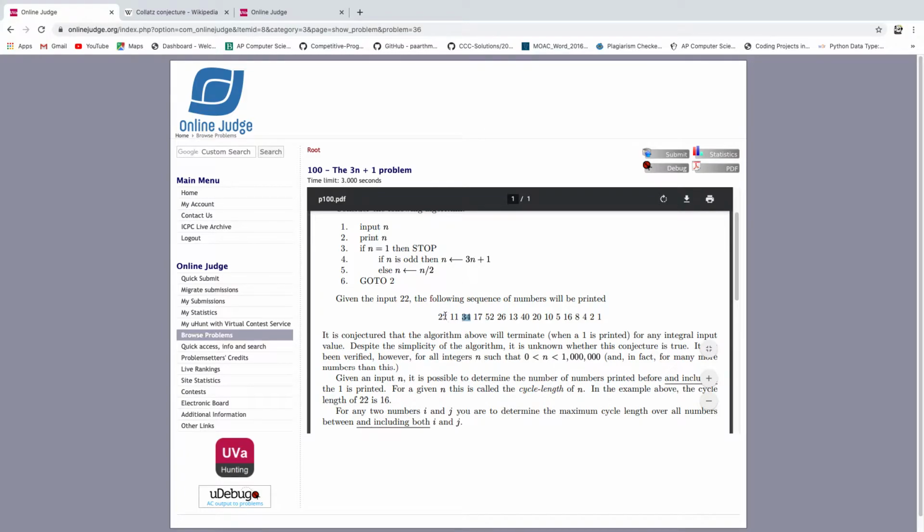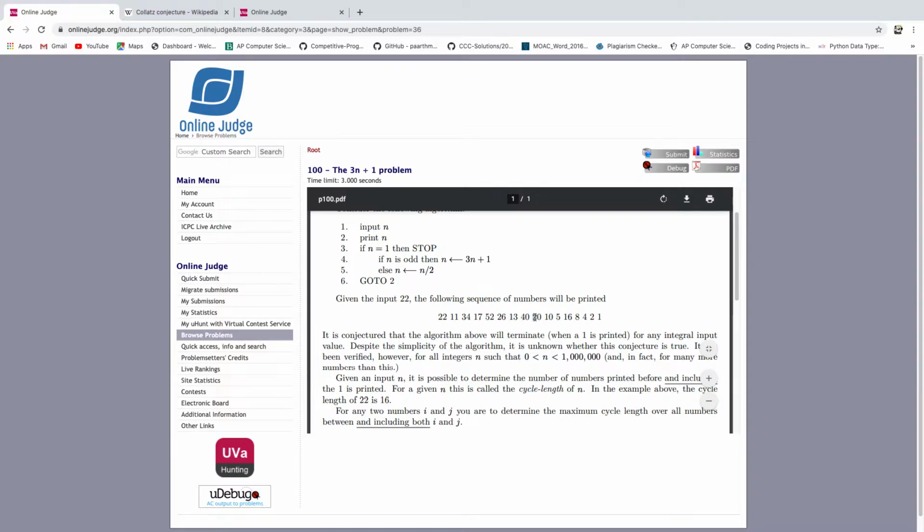So let's just go to the steps directly. 34 is even, so divide by 2, 17, which is odd. Then multiply by 3 and add 1 goes to 52, which is even. Then you divide by 2, make it 26, which is even. Divide by 2 again, makes 13, which is odd. Then you multiply by 3 and add 1, makes it 40, and then it is even.